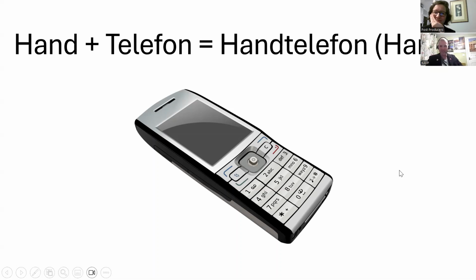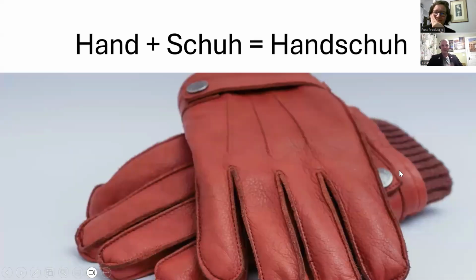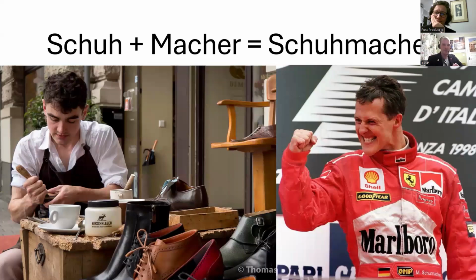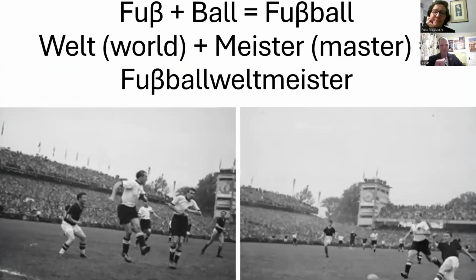Believe me, I've tried. Now, this is a clever one. Let's say you have a hand and you want to put a shoe on that hand. Hand, shoe, that's a glove. Nice and easy. And if you're a person who makes shoes, you are a Schuhmacher.